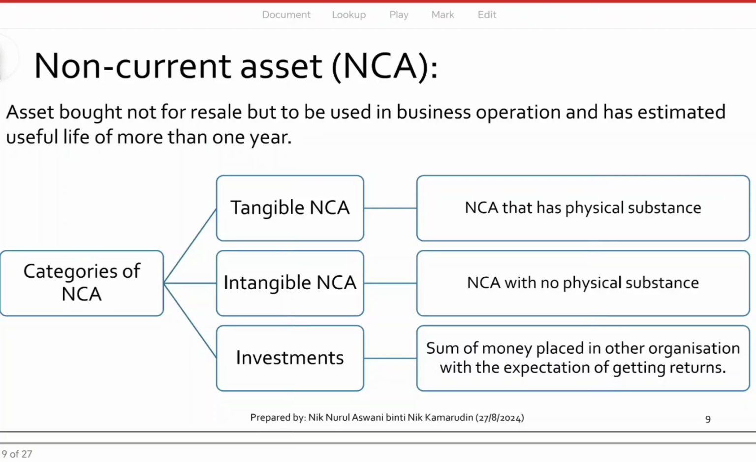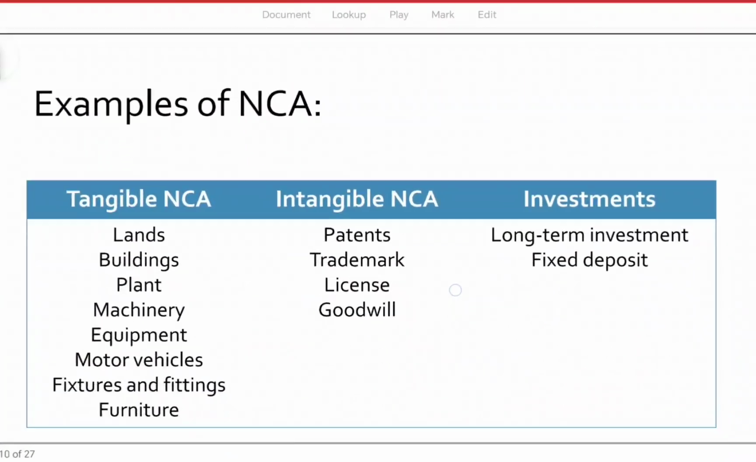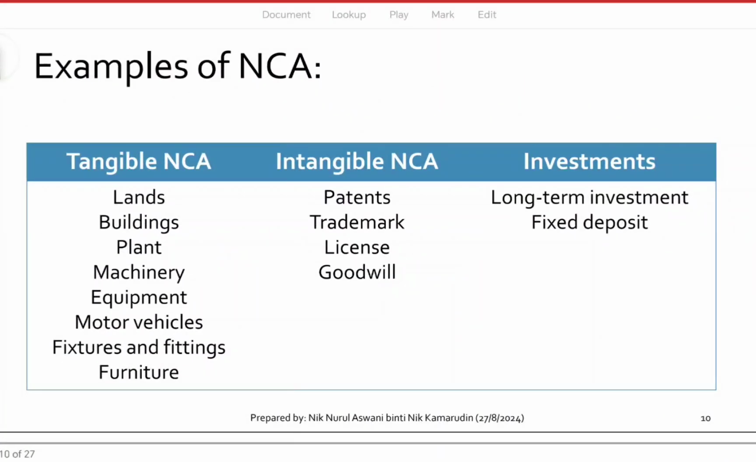For example, your business invests in shares with the hope that you receive dividend income, or maybe your business acquired debentures with the hope to receive the interest income. So those are examples of investments. So these are the list for the examples of non-current asset.